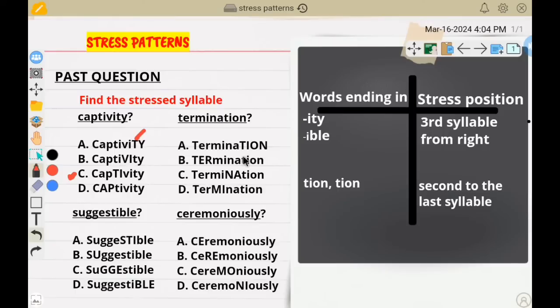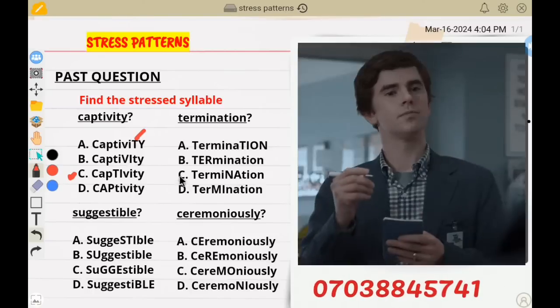So for words ending in tion, the stress syllable is on the penultimate syllable. That's the syllable that is before the last one. So we have nation. So this is the last, this is the second. So we need the one that has na in caps. So you can see it here.